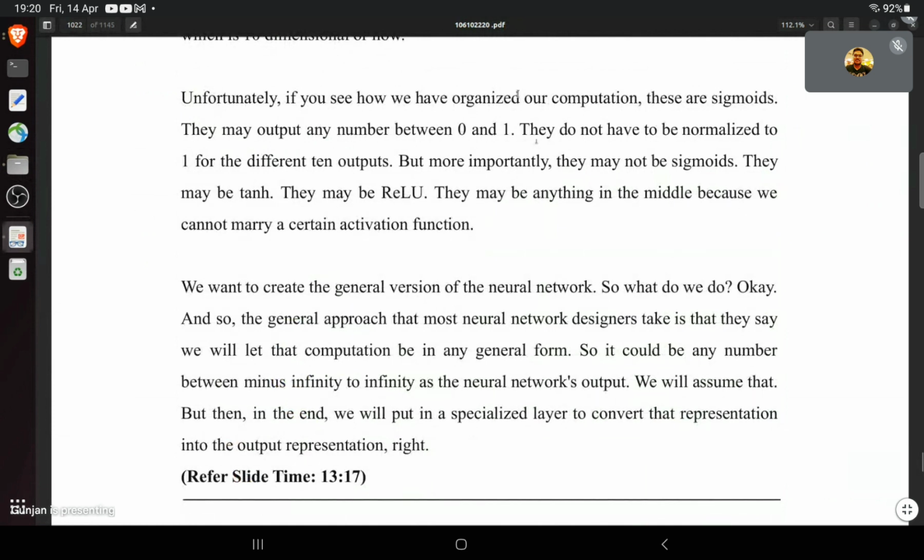Unfortunately, if you've seen our computers, there are segments. They may output a number between 0 and 1. They do not have to be normalized to 1. But more importantly, they may not be sigmoids. They may be tanh, they may be ReLU. They can be anything in the middle, because we cannot marry a certain activation function. We want to create a general version of the neural network.